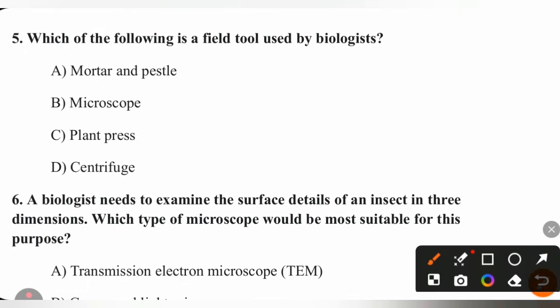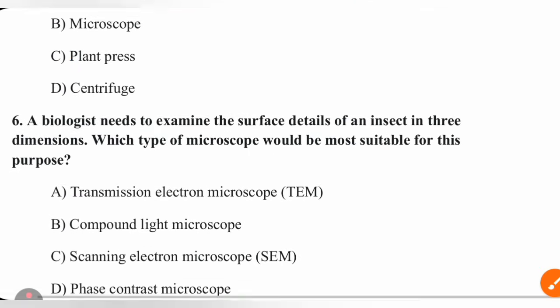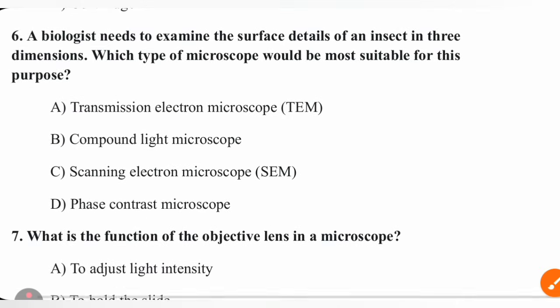Answer should be plant press. Number 6, a biologist needs to examine the surface detail of an insect in 3 dimensions. Which type of microscope would be the most suitable for this purpose? A, transmission electron microscope. B, compound light microscope. C, scanning electron microscope. D, phase contrast microscope.